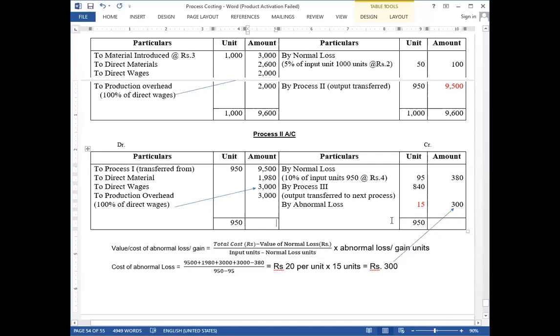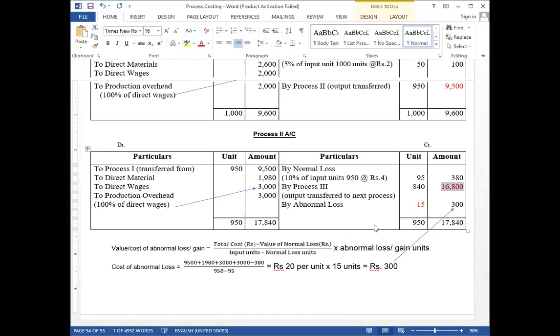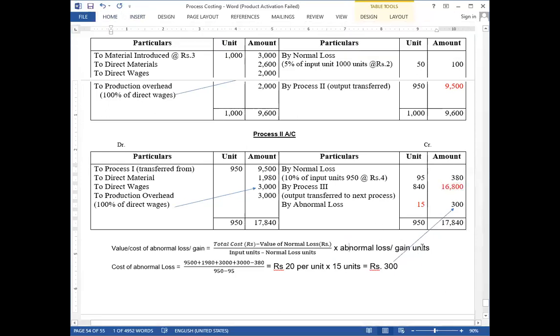Now take the balancing figure. Take this side total. How much is this side total? 17,840. The same I am writing on this side also, 17,840, and the balancing figure is 16,800. This is nothing but the cost of the output. I'm going to change the color as it is a balancing figure. So this is the balancing figure.